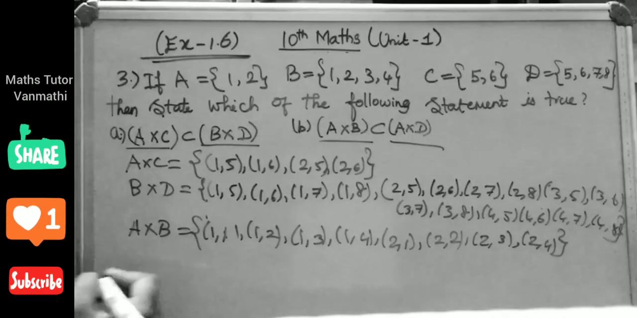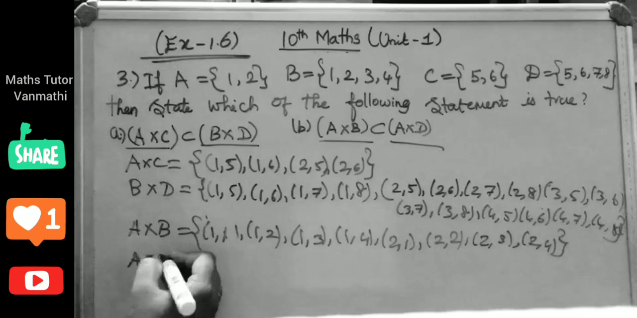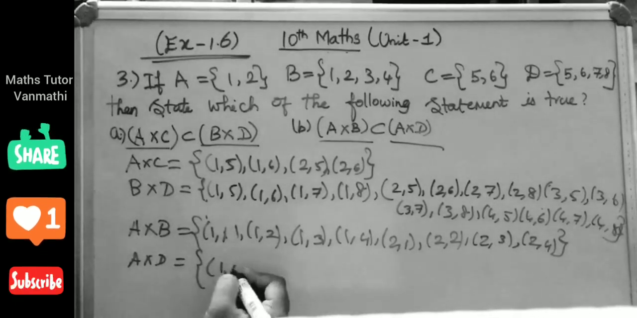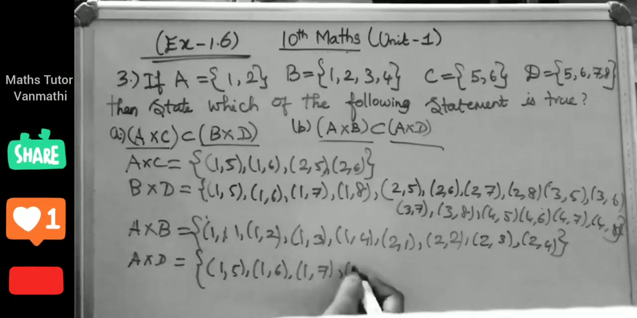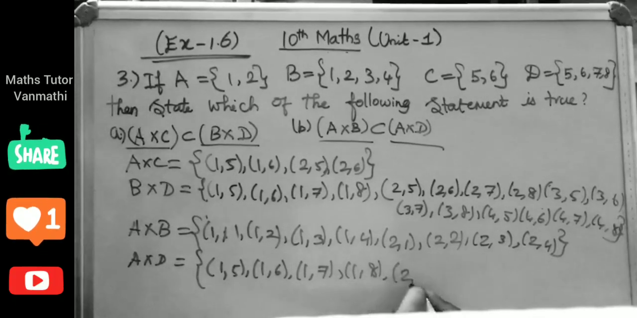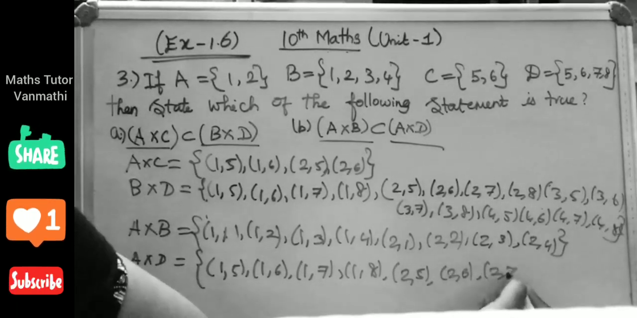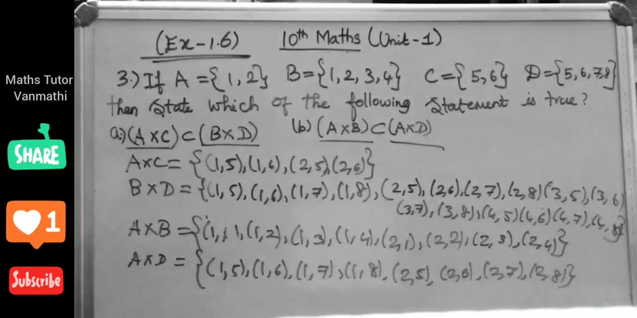Next is your A cross D. Okay? A and D. So you'll get (1,5), (1,6), (1,7), (1,8). Similarly, (2,5), (2,6), (2,7), (2,8). Up to this you are clear?